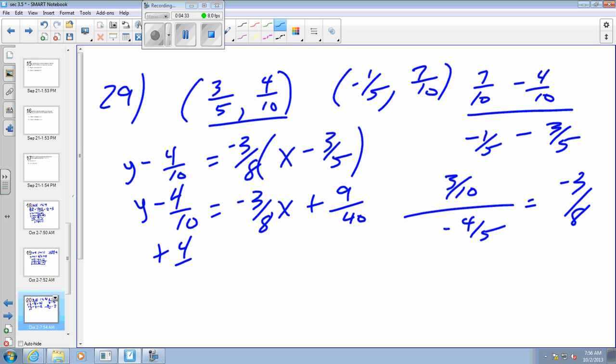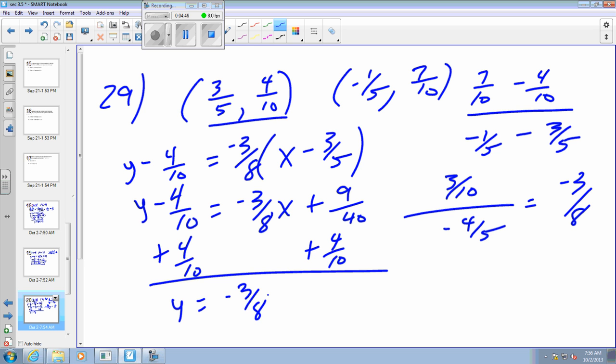Let's add 4/10 to both sides, and I get y equals negative 3/8 x plus, times by 4 to get the common denominator, I get 16 plus 9 is 25/40. If you put that into your calculator to simplify it, I get 5/8.